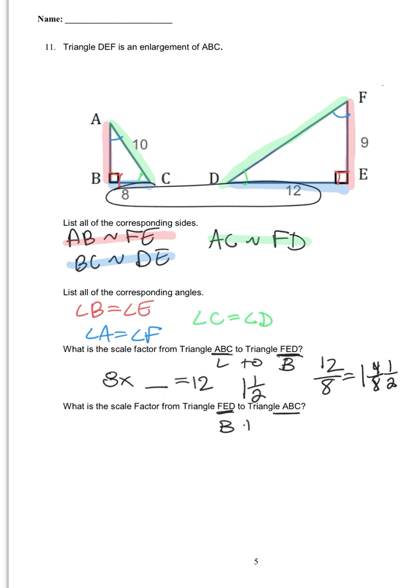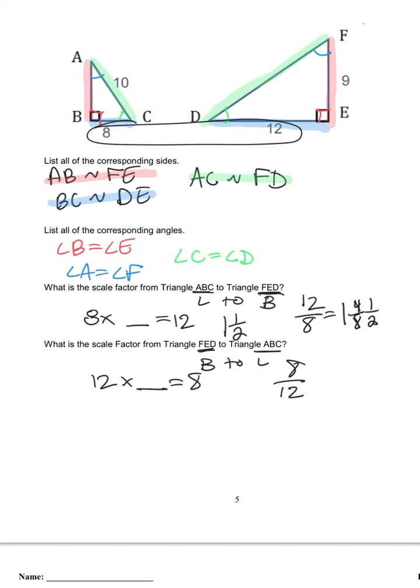So going from big to little, 12 times what is going to give me 8? I'm going to write this as a fraction once again: 8 over 12. 8 over 12 can be simplified by, let's go ahead and do 2 just to make it easy. Half of 8 is 4. Half of 12 is 6. I can simplify this again by 2. Half of 4 is 2. Half of 6 is 3. Giving me my final answer of 2/3.